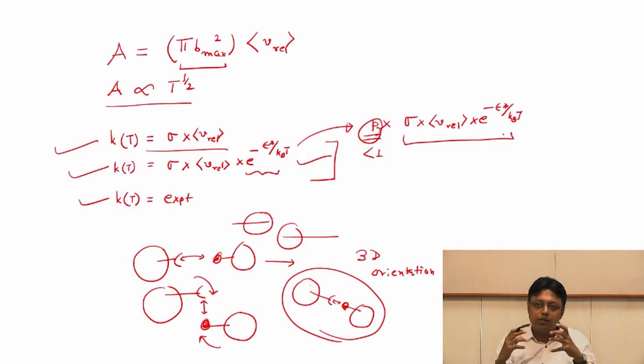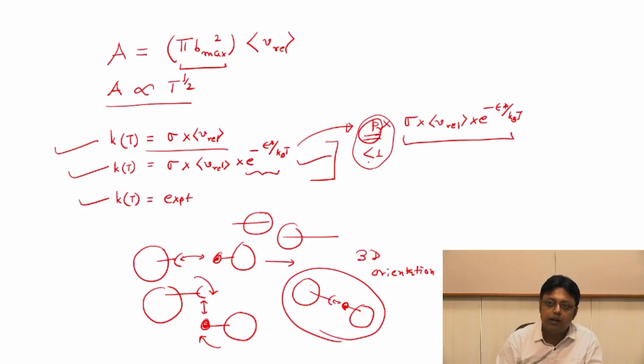So it needs not only a collision with a particular energy, but also the right orientation. And that orientation factor you can compare with the experimental value, and you'll find that there is another factor, which is less than 1, that will bring down the calculated rate constant to the experimentally observed rate constant.